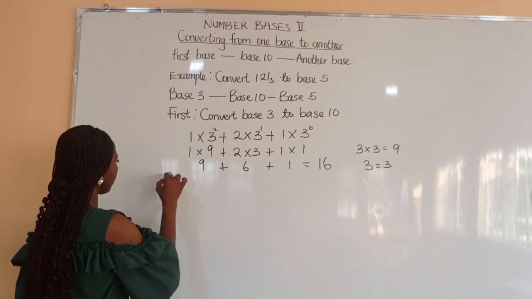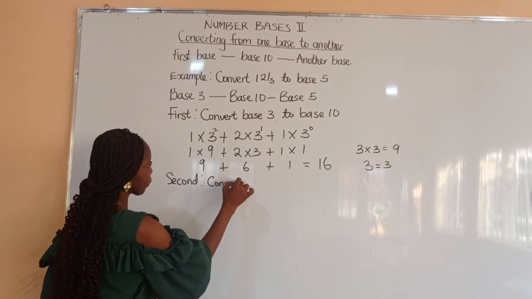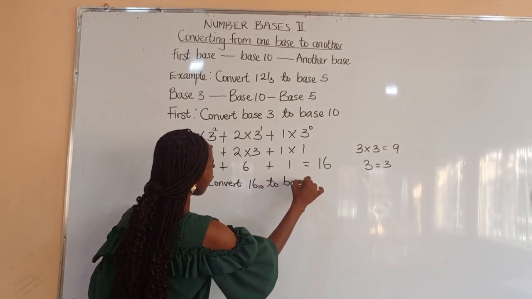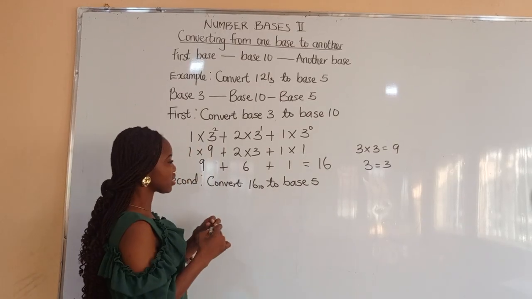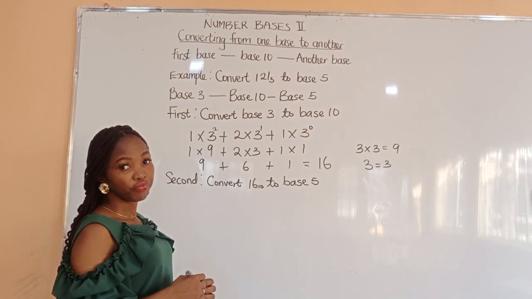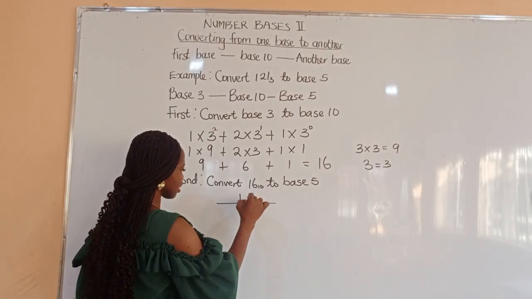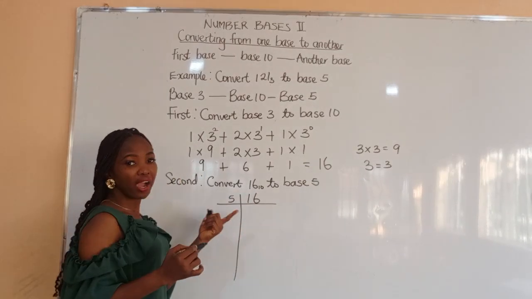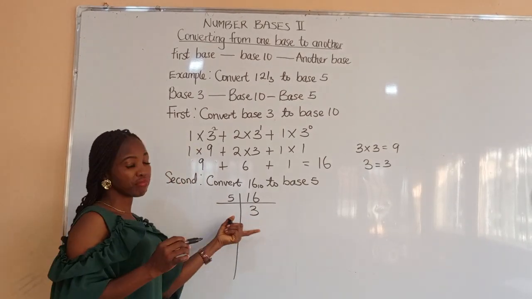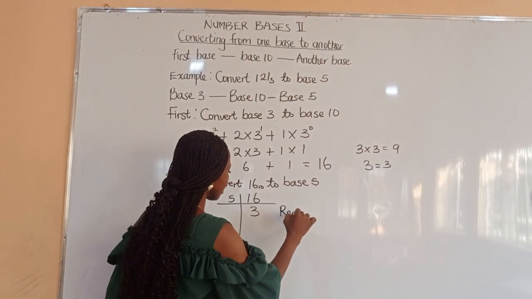The second step is, now we're going to convert 16, which is in base 10, to base 5. Whenever you are converting from base 10 to base 5, you use the division method, the continuous division method. So we have 16 divided by 5. 5 into 16 is going to give me 3. 5 times 3 is 15. 16 minus 15 is 1. So that remainder is 1.